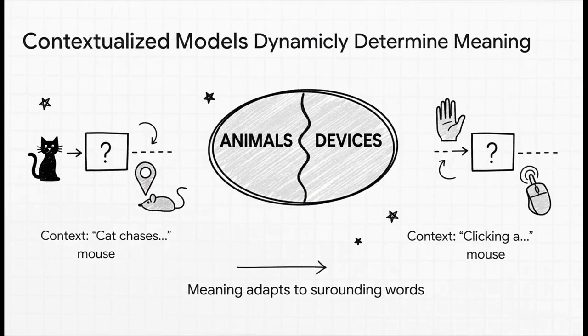This is exactly what modern models like ELMo and, of course, BERT do. They don't have one fixed location for the word mouse. Instead, they generate a brand new, totally unique representation for that word every single time it's used. And that representation is based entirely on the journey of the sentence it's in.